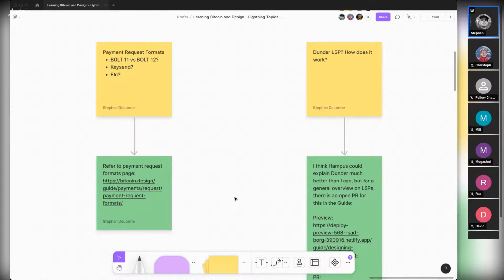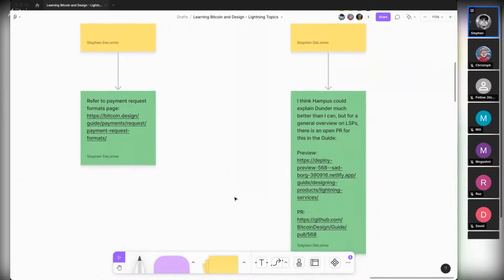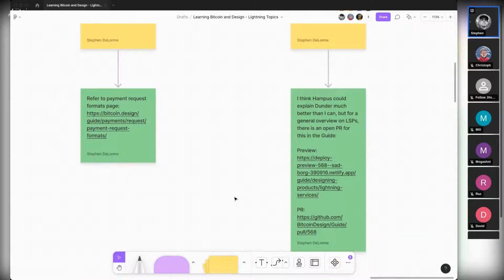But we have some stuff that's going into the guide about Lightning service channels, and I'll tell you what, Bosch has a pull request open right now where he's writing a page about Lightning service providers. So I might steer you and anyone else who wants to learn about that to these links right here. This one is the actual pull request where the conversation is happening on GitHub. And this is a deploy preview link that shows the page.